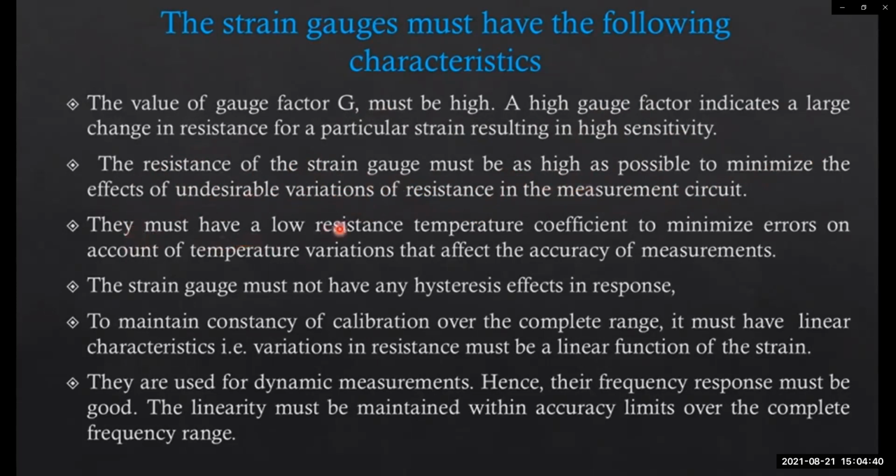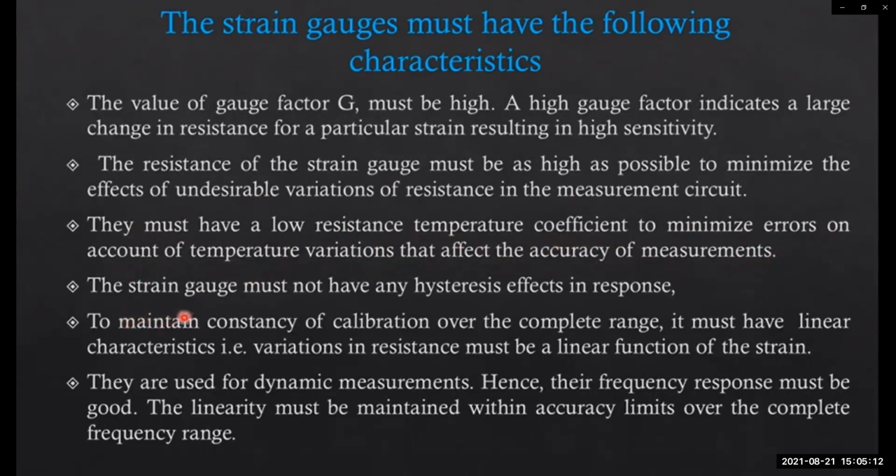They must have a low resistance temperature coefficient to minimize error on account of temperature variation that affects the accuracy of measurement. So the temperature coefficient of our resistance strain gauge should be very good, because if in our environment the temperature changes rapidly, it is going to affect the accuracy of our strain gauge, right? So that's why we must have a low resistance temperature coefficient.